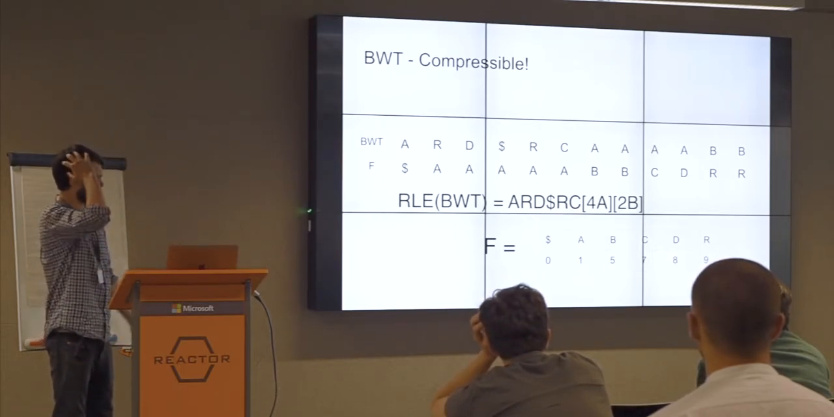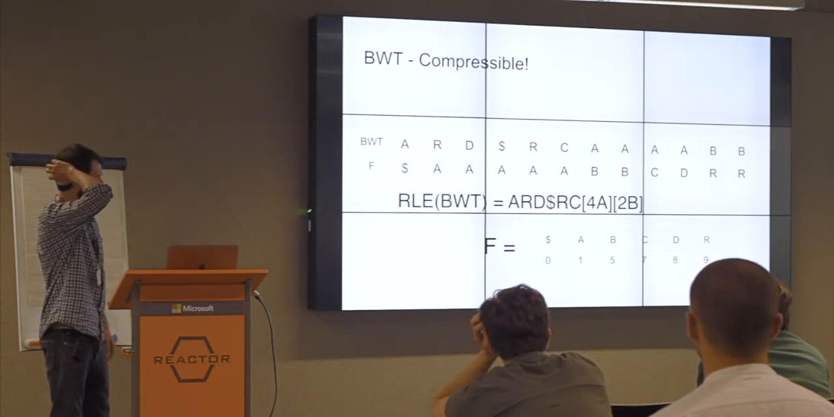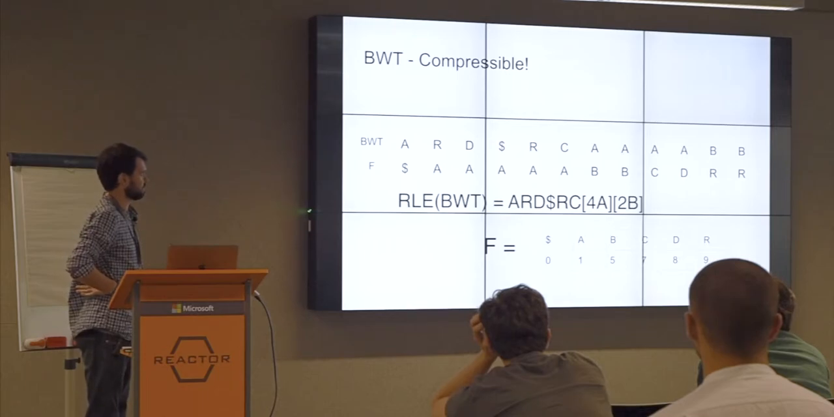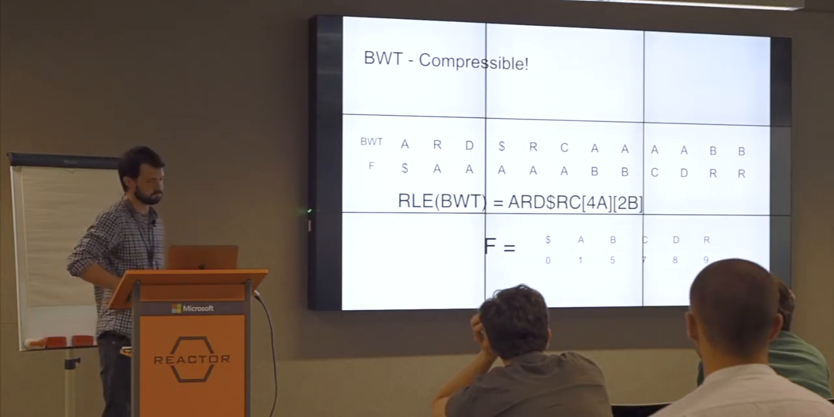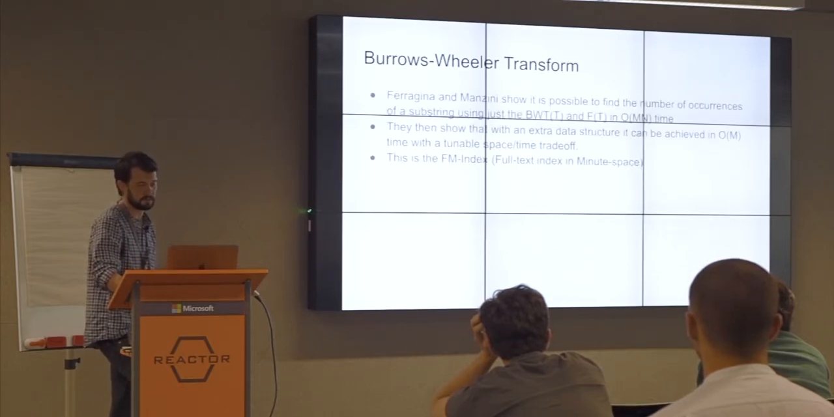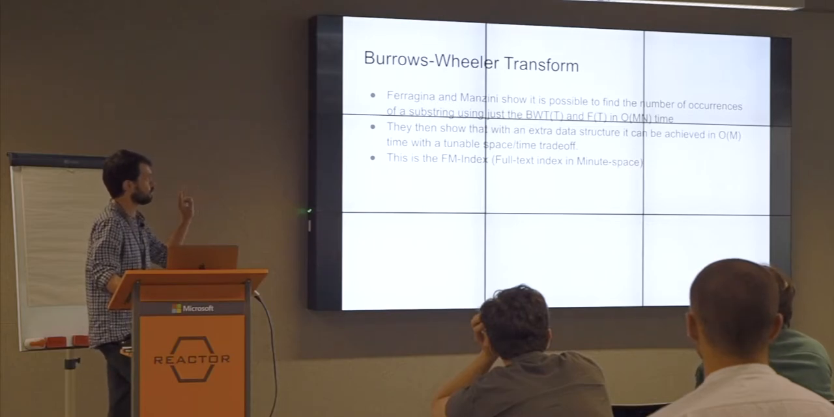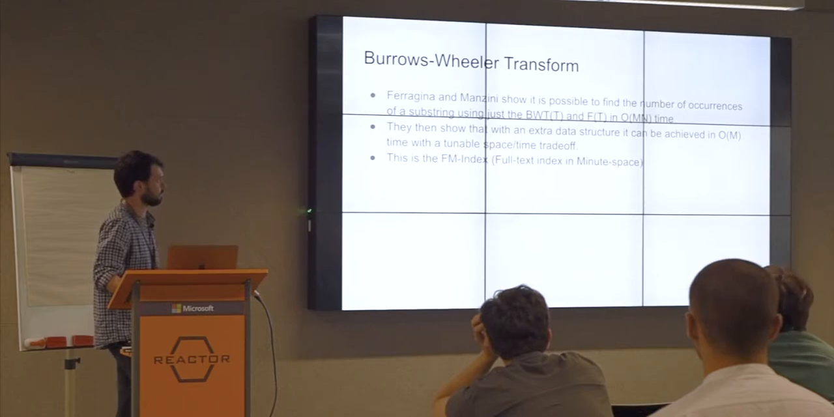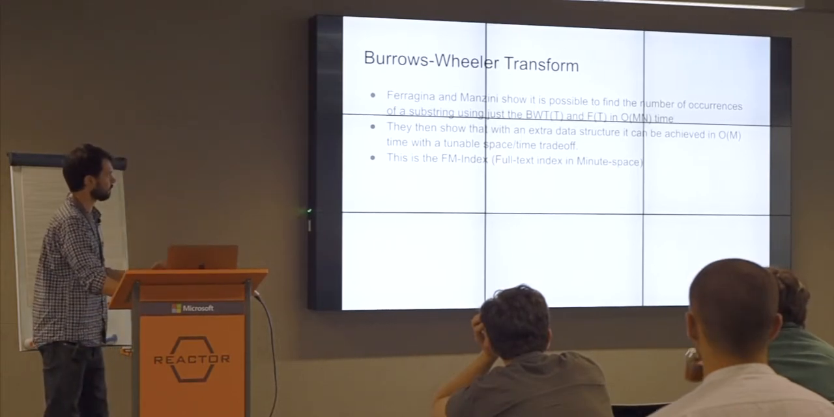So this is all really neat, but how does that relate to searching? I mean, neither of these strings look anything like the original string abracadabra. And that's the really neat thing that is described in this paper. So Ferragina and Manzini show that it's possible to find the number of occurrences of a substring using just those 2 arrays I showed you, the transformation of the text and F of the text, in O(mn) time.